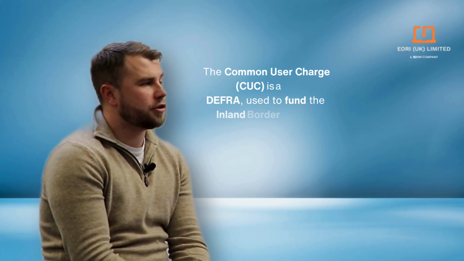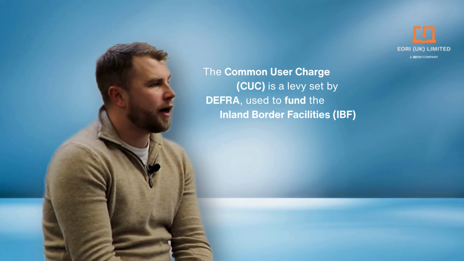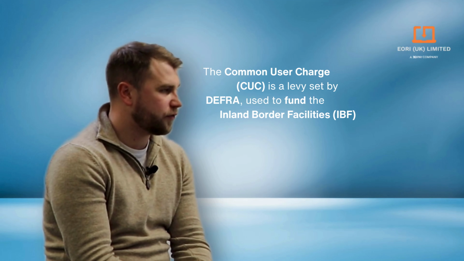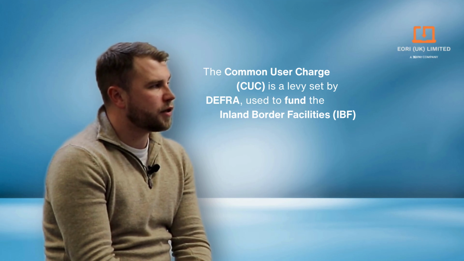So the Common User Charge, also known as the CUC, is a levy set by DEFRA, and it's used to fund the IBF, Sevington, IBF, Ashford, whatever you want to call it. It funds the facilities there. They spent a lot of money building them up, and now they've got to recover those costs.